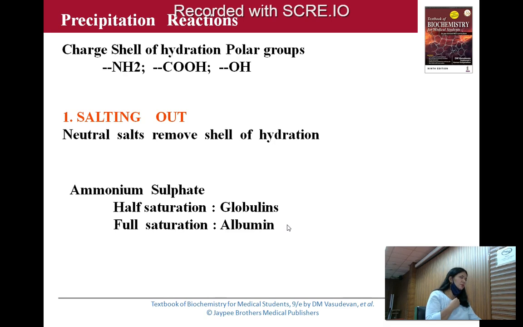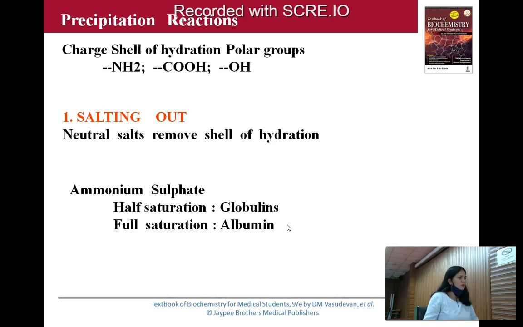For example, albumin has a lower molecular weight when compared to globulin, yes or no? So albumin will have more surface area when compared to globulin. If the surface area is more, will the layer of hydration be more or less? Vivek, say. It will be more, isn't it? Less, ma'am. How will it be less? The surface area is more.